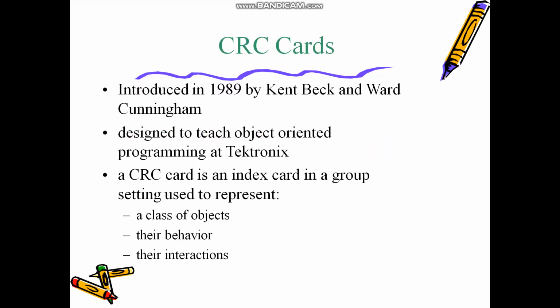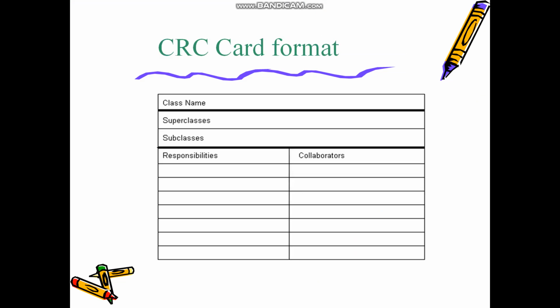The CRC card method was introduced in 1989 by Kent Beck and Ward Cunningham. It is designed to teach object-oriented programming at Technonics. A CRC card is an index card used in a group setting to represent multiple types of classes of objects, their behaviors and their interaction. It is totally based upon the class, its responsibilities, its collaborators, and the interaction and nature of the particular class. This is the CRC card method format.